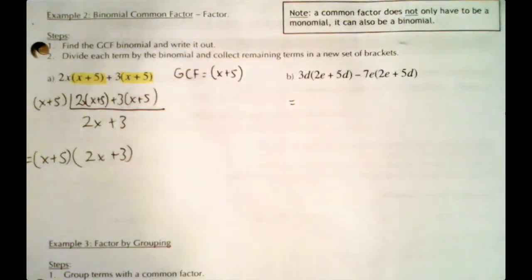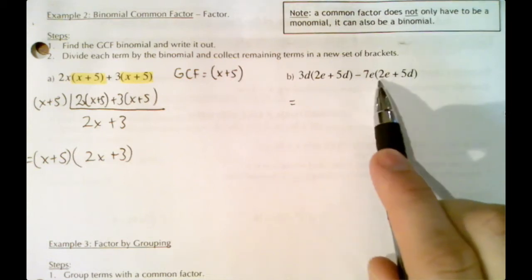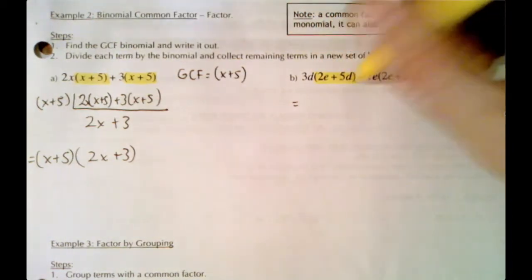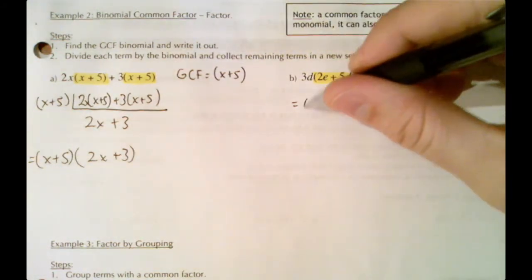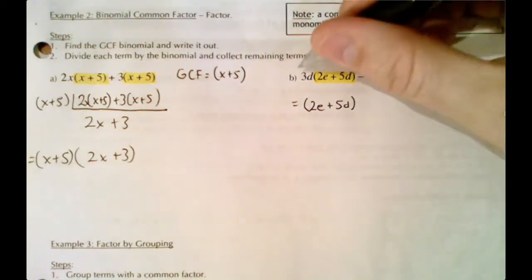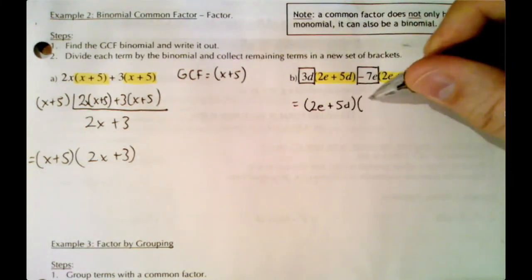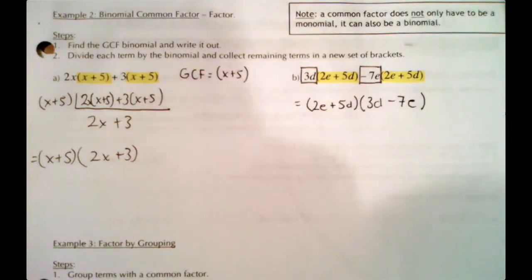So here we have 3d times 2e plus 5d, minus 7e times 2e plus 5d. If we recognize, the bracket appears twice. So that bracket is going to become our greatest common factor. And when factoring, we write our greatest common factor down first, 2e plus 5d. And now we take what's left over, 3d minus 7e, and that goes into our second bracket.